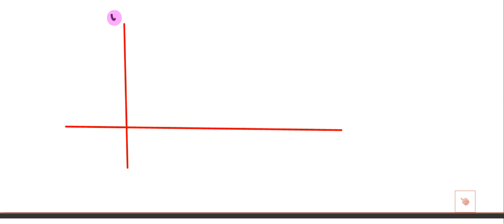This is a set of axes. This is the y-axis. That's the x-axis. Could there be a straight line drawn with those axes?